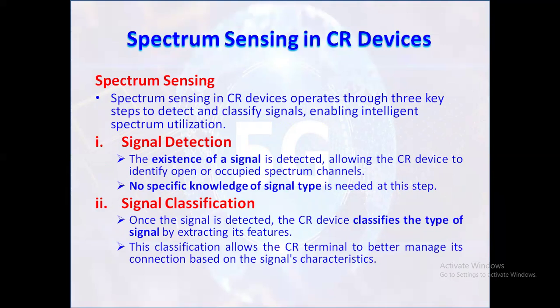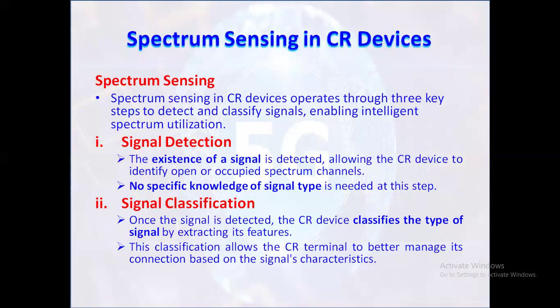This process is divided into distinct steps to ensure effective spectrum usage. The first step, signal detection, focuses on identifying the presence of a signal in a given channel without needing to understand the specific signal type. This step allows the CR device to efficiently find open spectrum spaces, helping prevent interference and manage resources effectively.